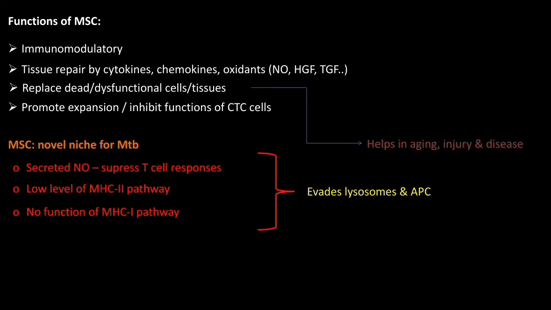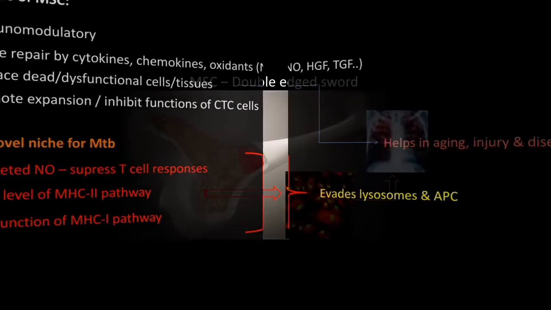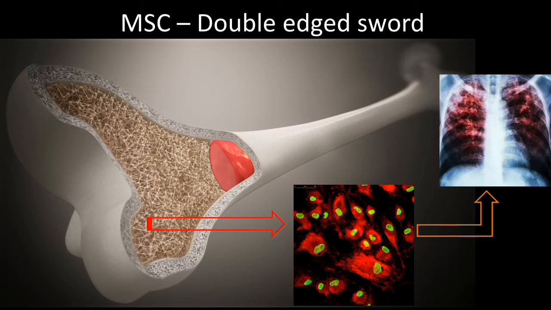Why they say this is because of the mechanism inside: secreted nitric oxide suppresses the T cell responses, and there is also a low level of the MSC2 pathway, and no pathway function in MSC1. Due to this, it evades the lysosome and antigen-presenting cells from the tuberculosis. Later, researchers found that MSC can act as a double-edged sword in fighting tuberculosis.